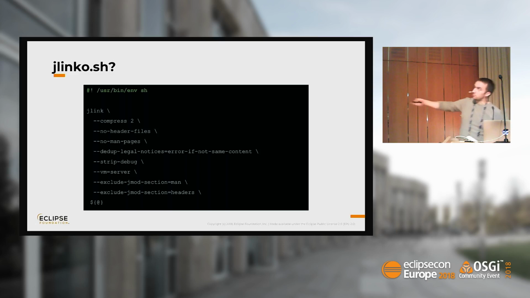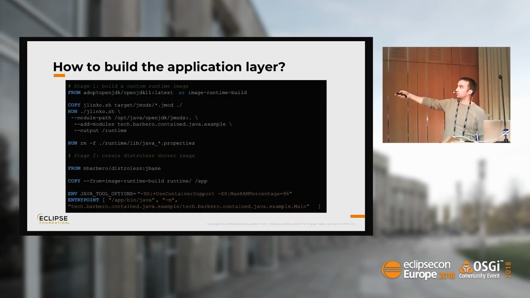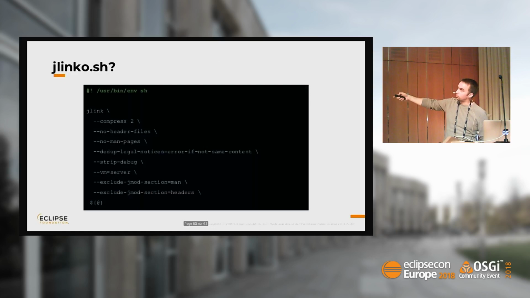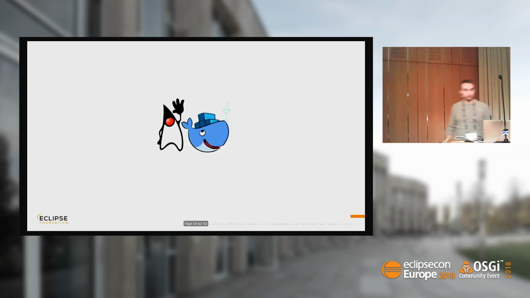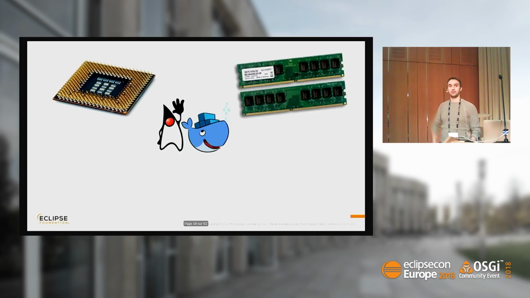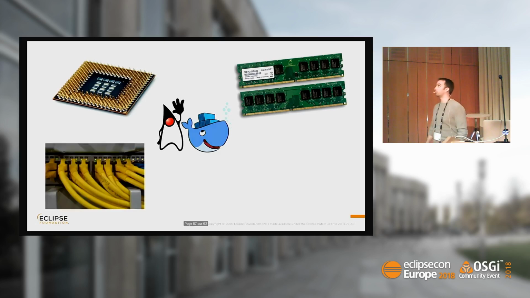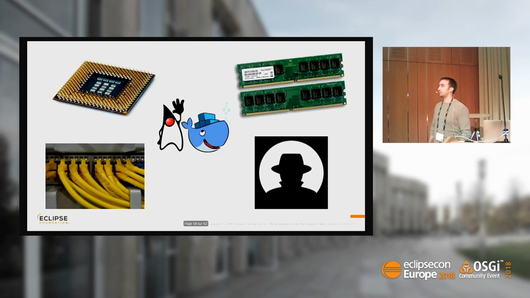So you may have seen JLink O over here. It's just a shortcut, because to have very compressed and very small custom Java runtime images with JLink, you need to give a bunch of options. Of course, you will have all of that in the presentation. So now we have Docker and Java running together. We have fast startup, fast JVM, very small footprint, very small images, and the attack surface of your images is reduced because you have only what you need.